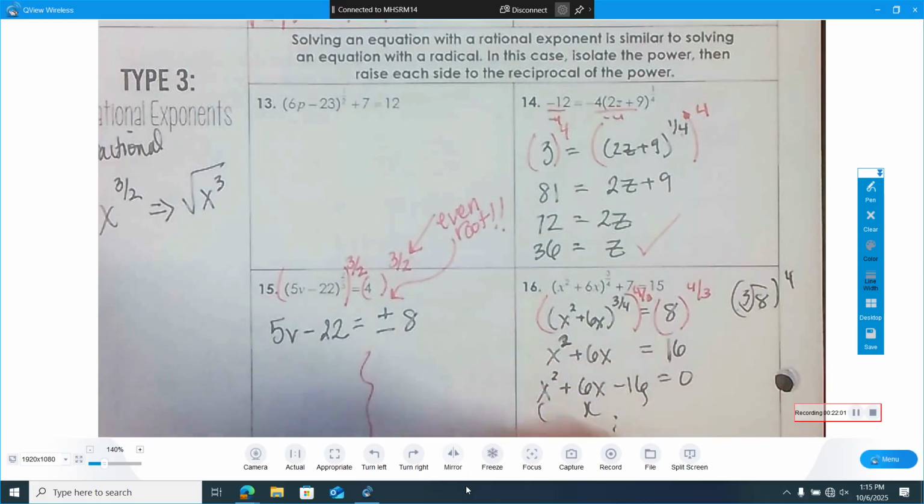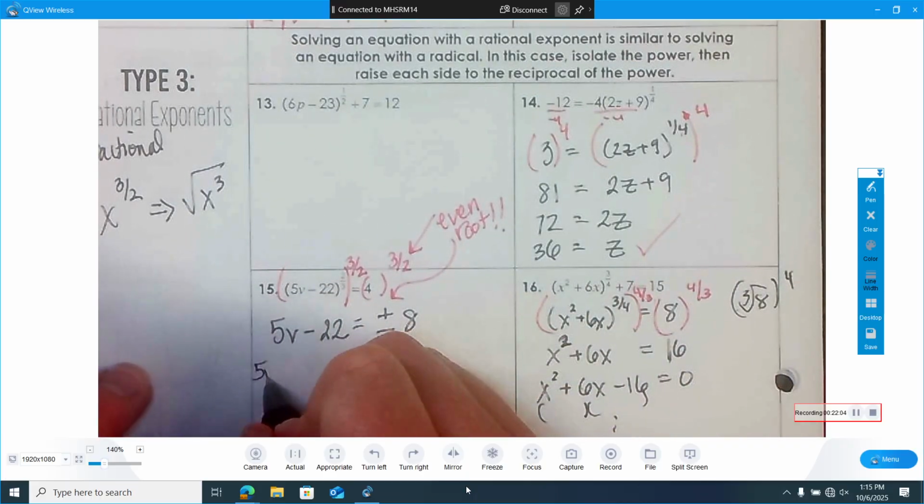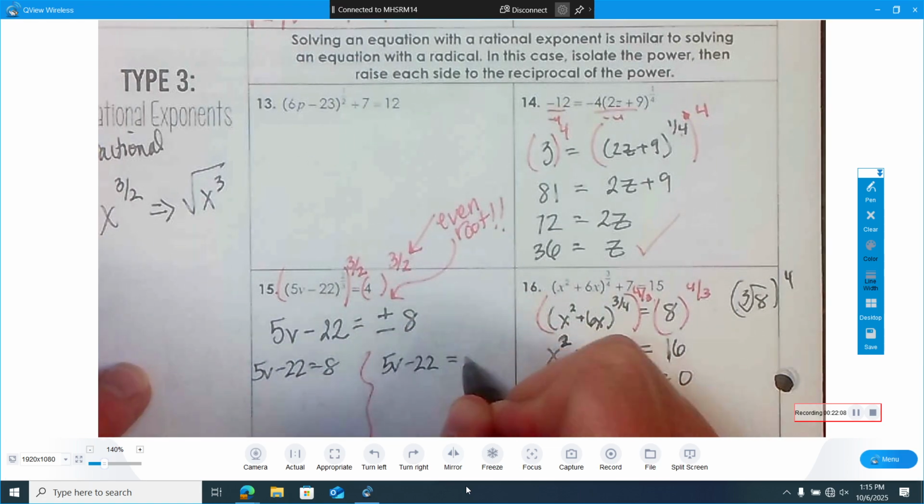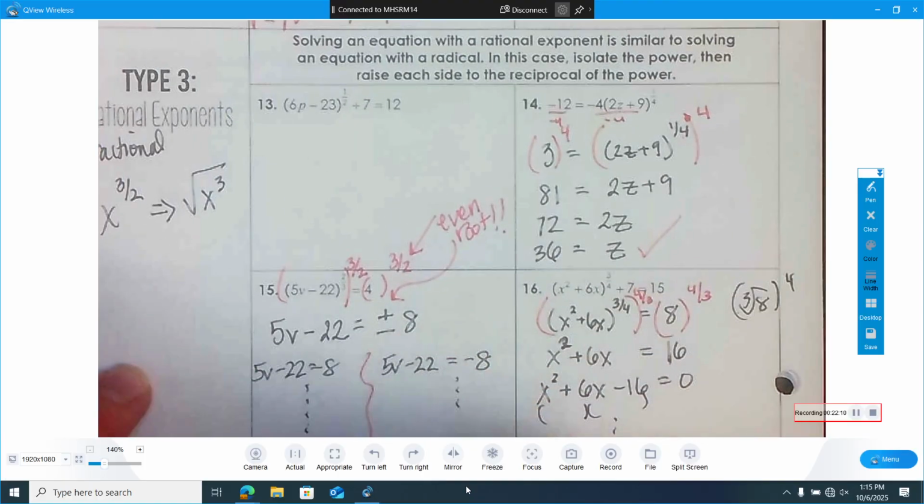So here, this would take two equations that you'd have to solve. 5v minus 22 equals positive 8, and 5v minus 22 equals negative 8. And then you can solve those from there. And all these answers work out just fine. Okay?